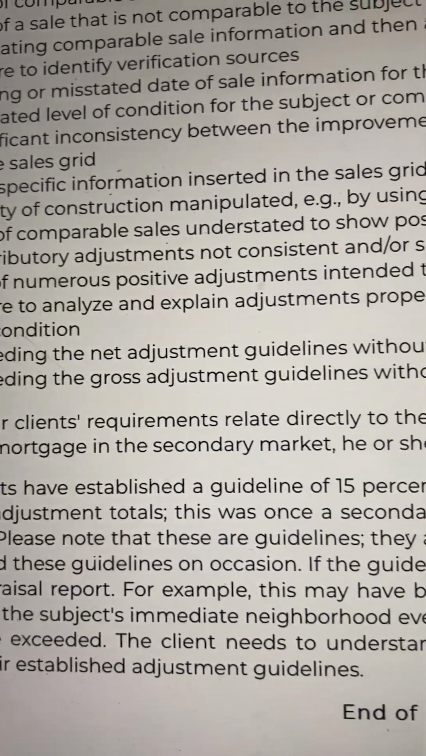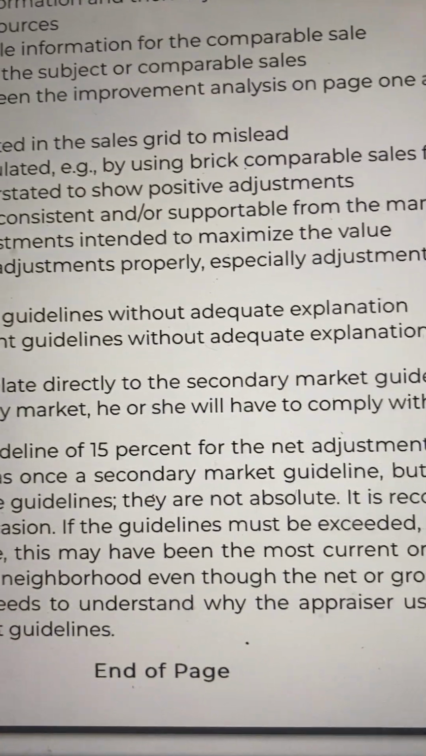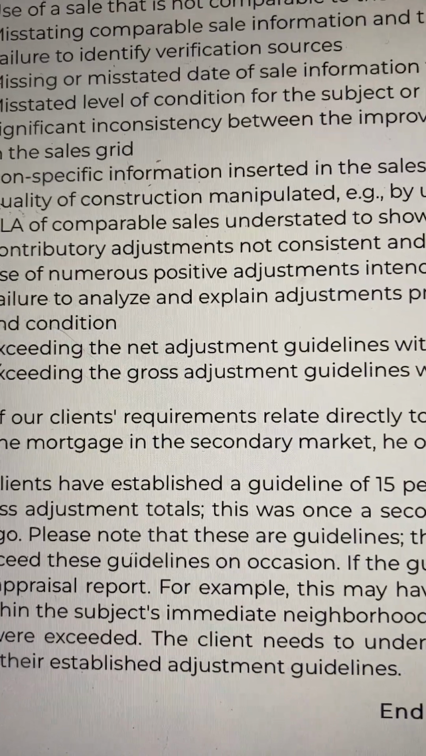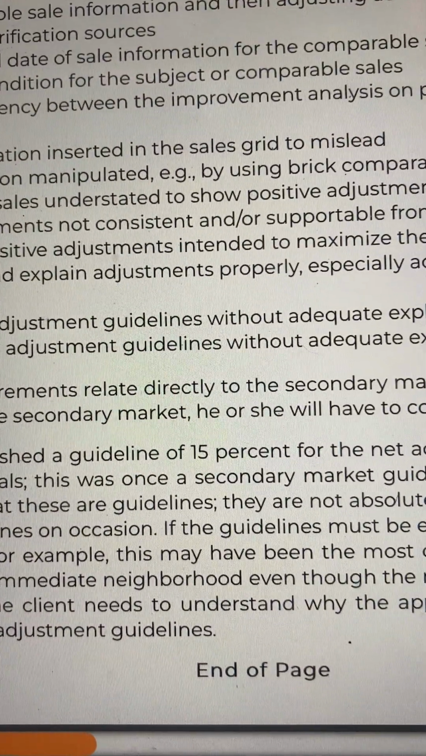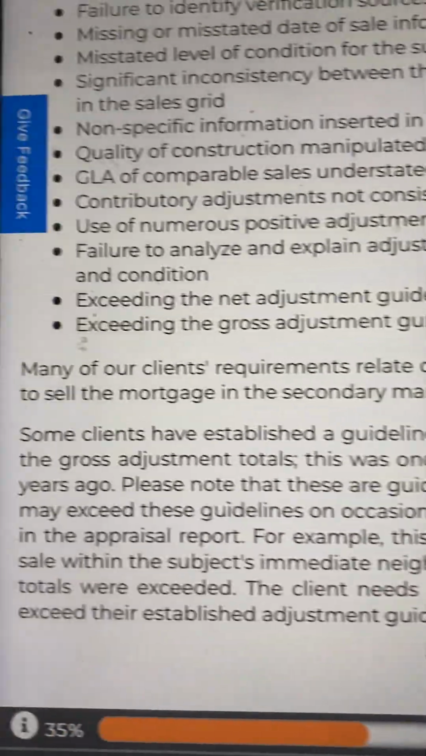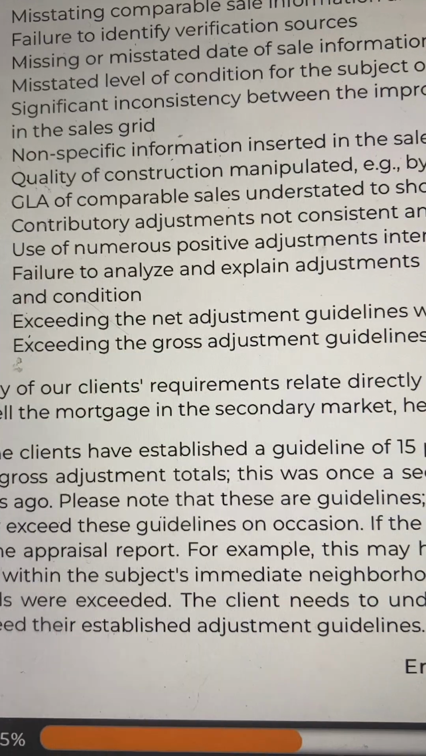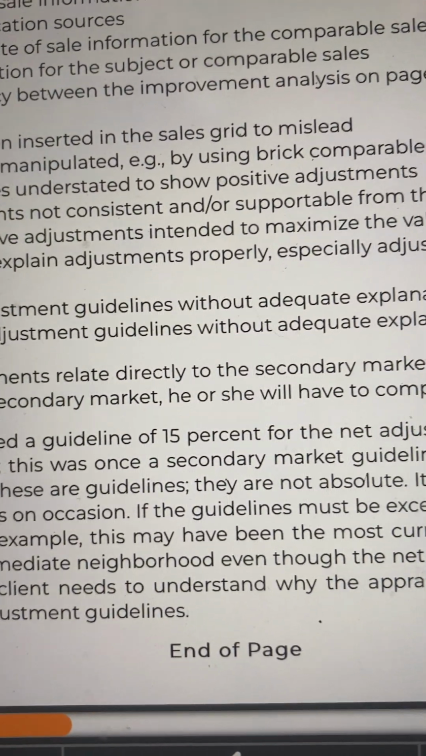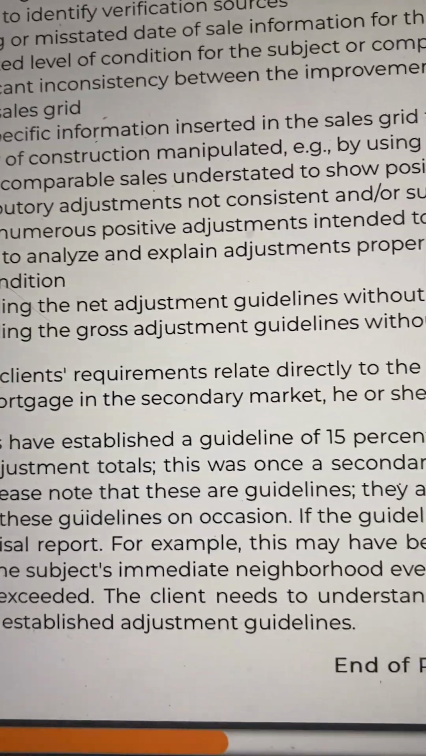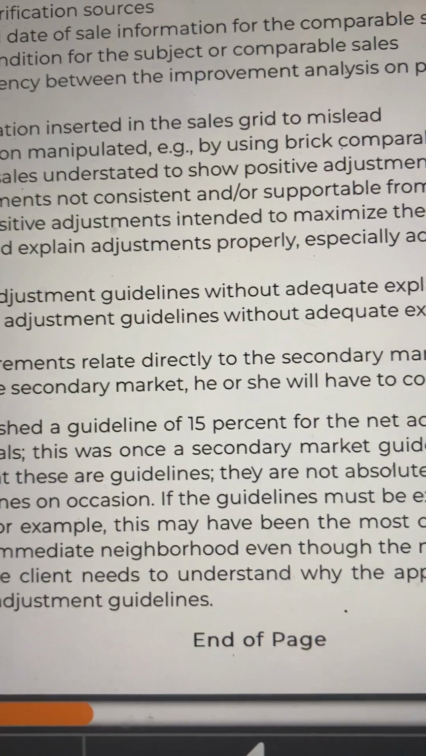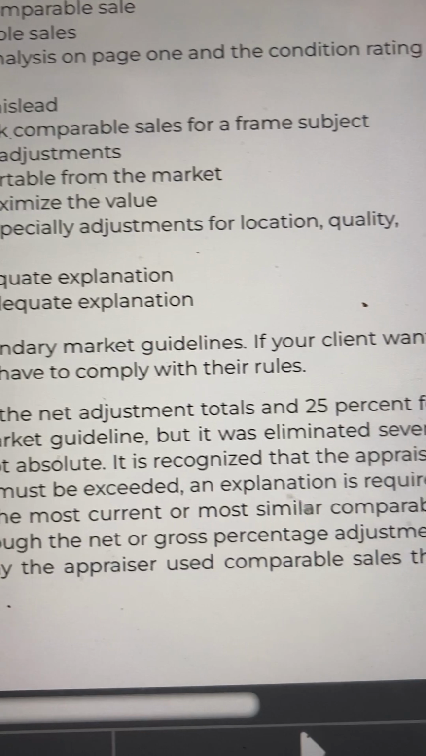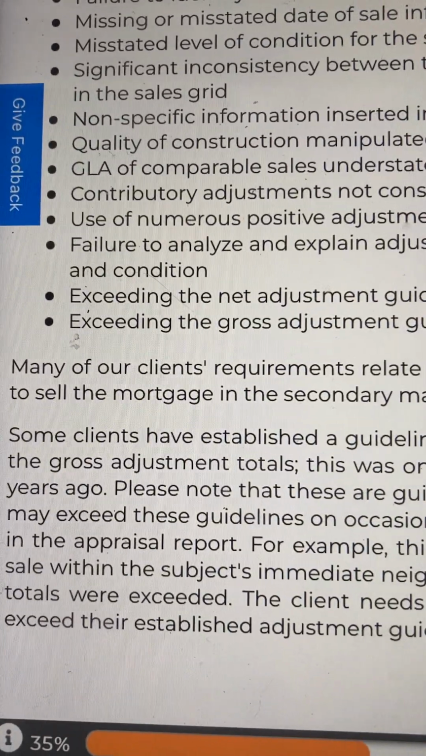GLA of comparable sales understated to show positive adjustments. Contributory adjustments not consistent and/or supportable from the market. Use of numerous positive adjustments intended to maximize the value. Failure to analyze and explain improvements properly, especially adjustments for location, quality, and condition.